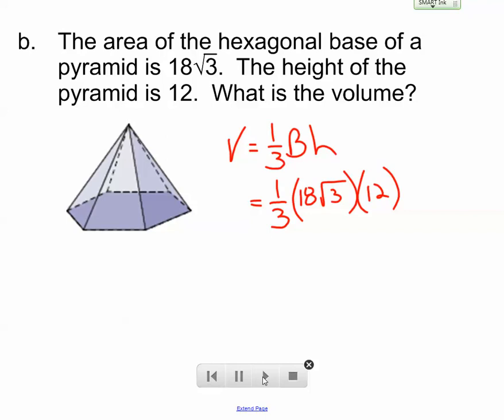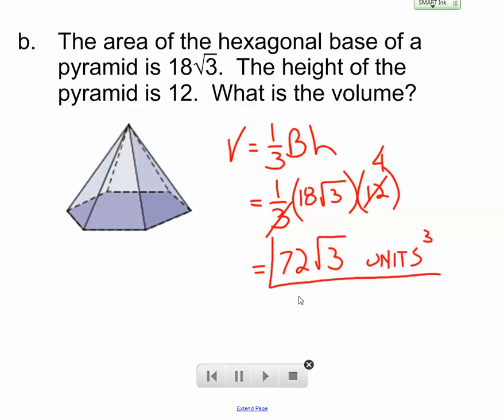Well, 3 goes into 12 4 times. I could have also gone 3 into 18 6 times, but either way, it's 72 times the square root of 3. And that would be cubic units. They didn't give me units, so I'll just say cubic units. And that's the volume. So it looks kind of tough, but it's not, especially when they give us the area of the base and they give us the height of the pyramid.